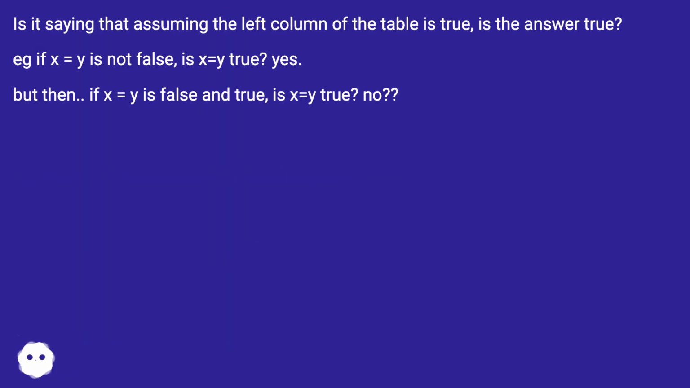Is it saying that assuming the left column of the table is true, is the answer true? E.g. if x equals y is not false, is x equals y true? Yes. But then, if x equals y is false and true, is x equals y true? No.